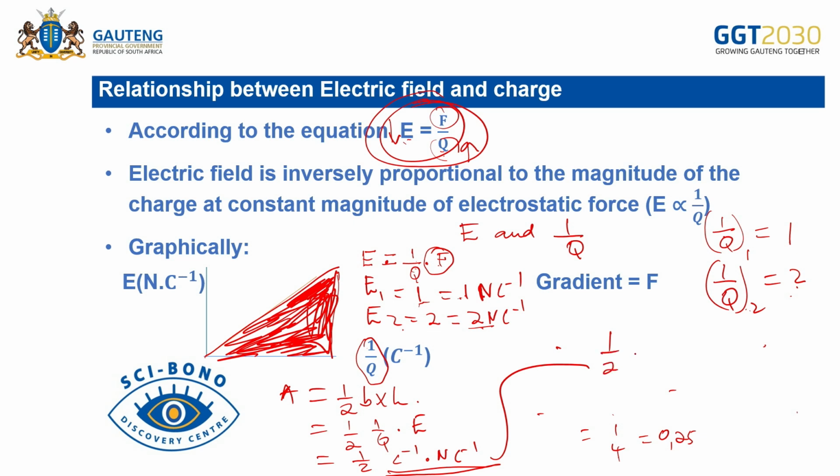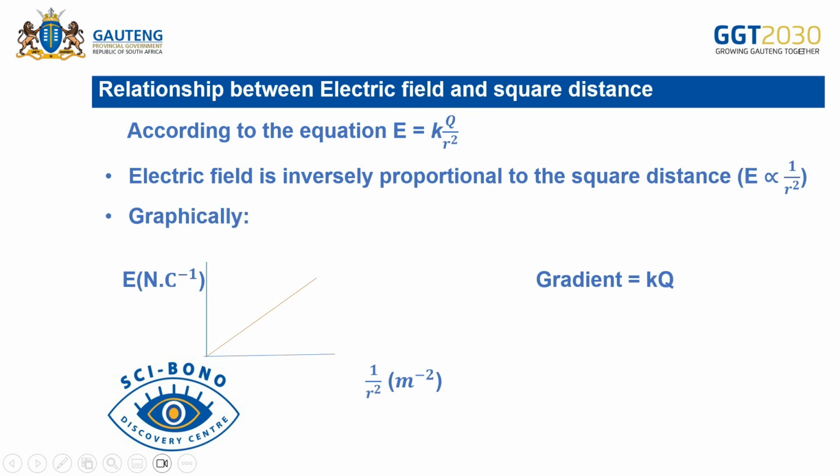I'm having half times C to the power negative 2 times N. So it's N actually per coulomb squared. Do we have a physical quantity with this SI unit? We don't have a physical quantity with this SI unit. So actually, there is no physical quantity represented by the area under this graph. Why am I saying that? We don't have a physical quantity with this type of SI unit. I hope it's making sense, right?